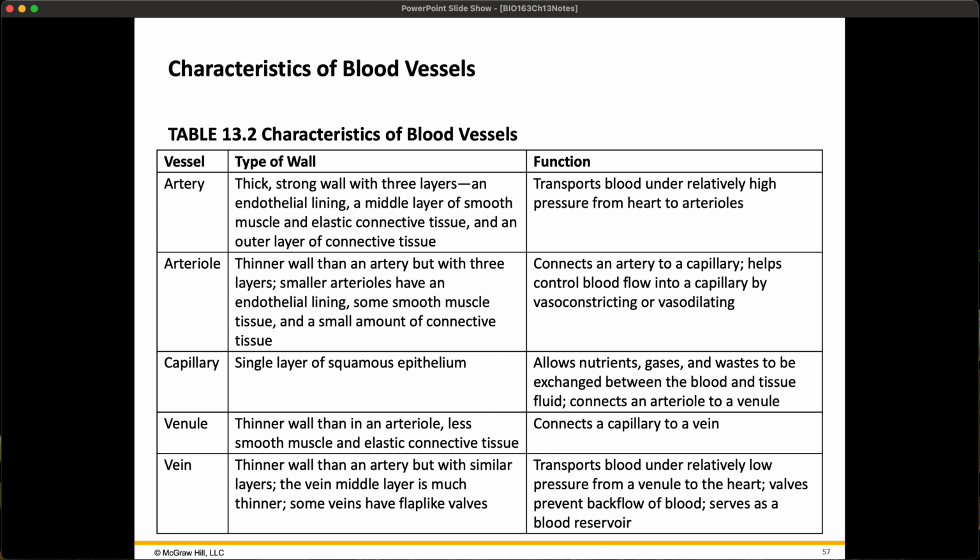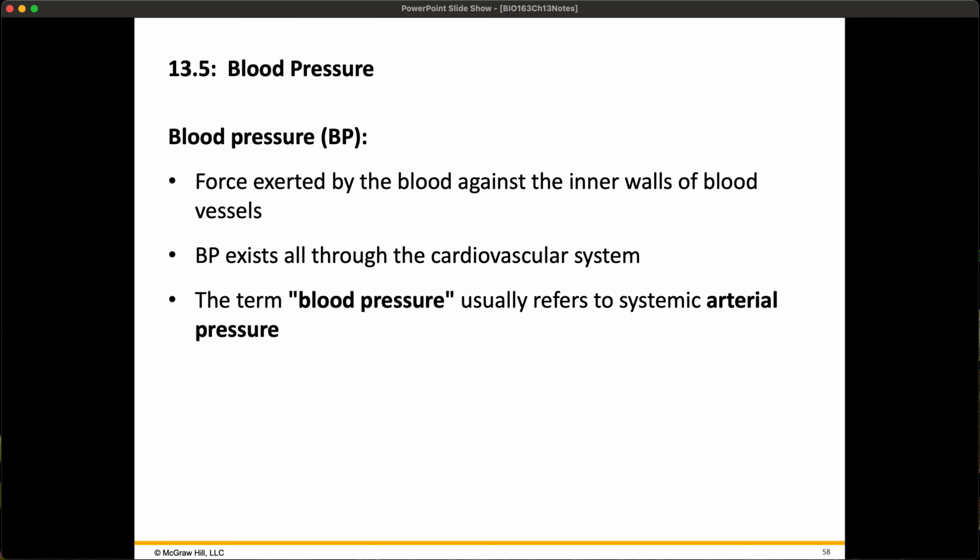Nice little charts for you to be able to go through the different types of vessels and their functions. All right, now let's get into some blood pressure stuff.